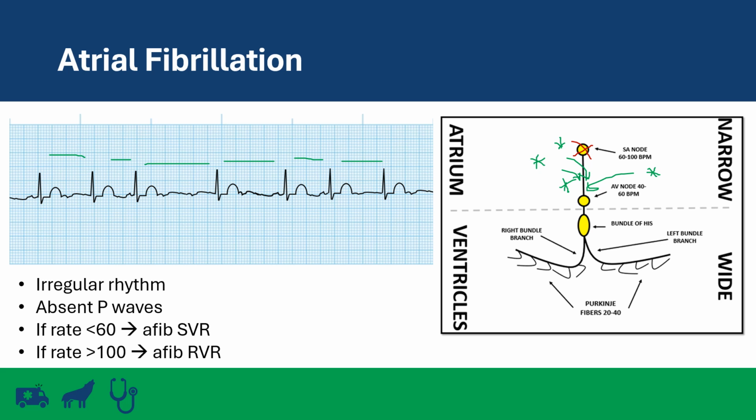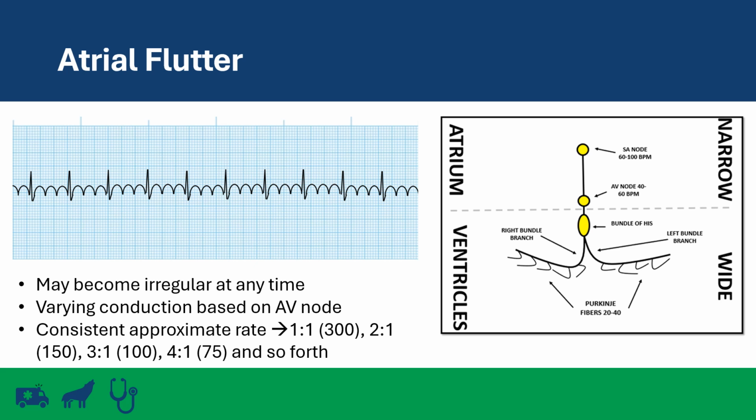There's also some rate rules. If the rate is less than 60, it's technically considered AFib SVR or AFib with slow ventricular response. And if the rate is greater than 100, we call this AFib RVR or AFib with rapid ventricular response. The next rhythm we have is called atrial flutter.